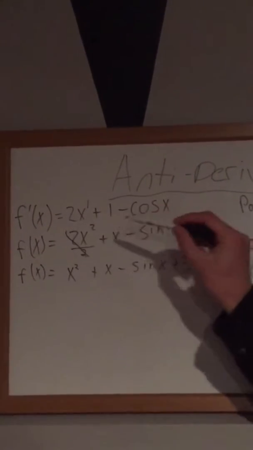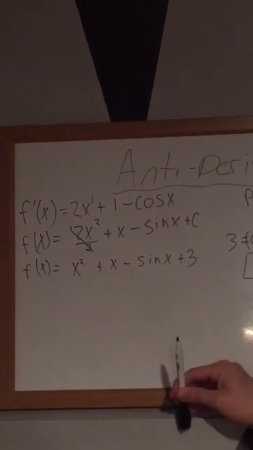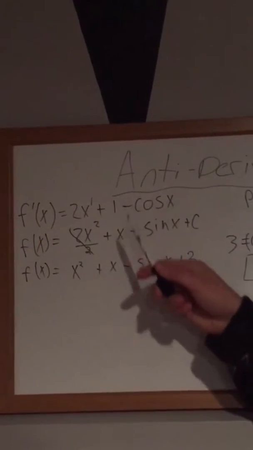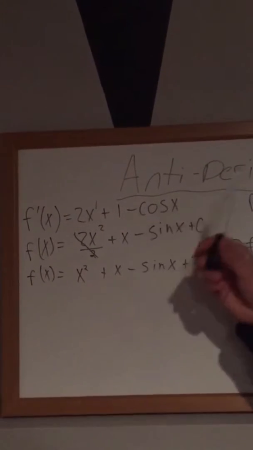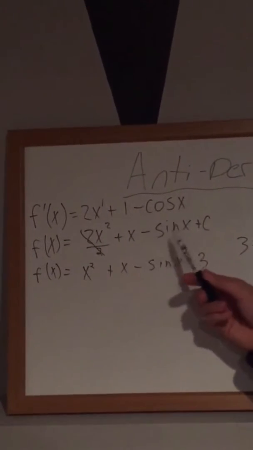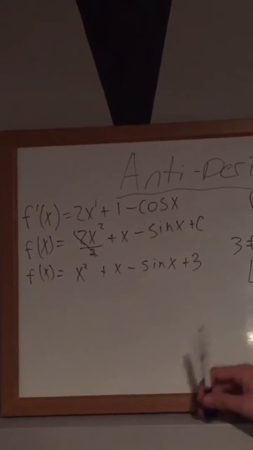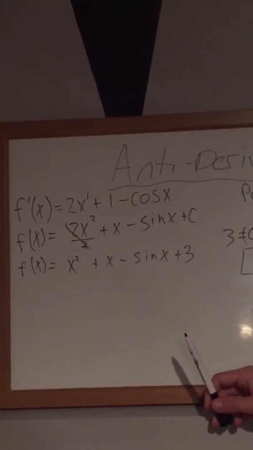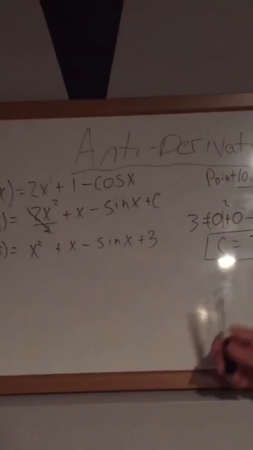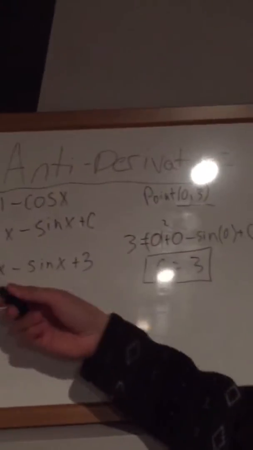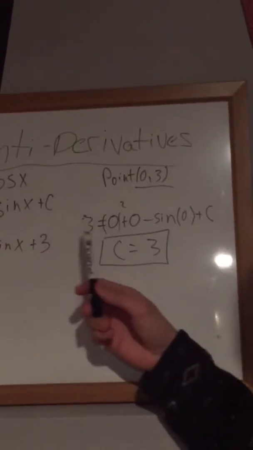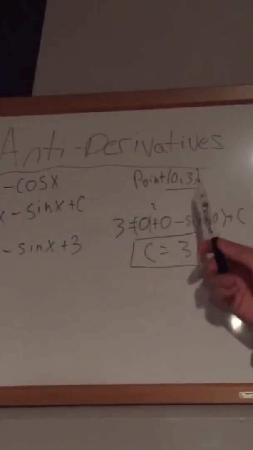So you're just left with x squared. Then the antiderivative of 1 is x, so that's easy. And the antiderivative of negative cosine x is negative sine x. Then you have to include plus c. But we actually know the point, so we set this whole function equal to 3, because that's what the point is, (0, 3).